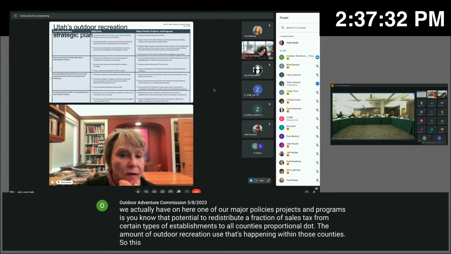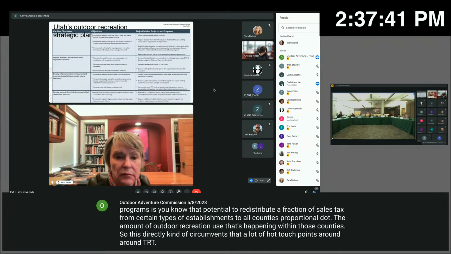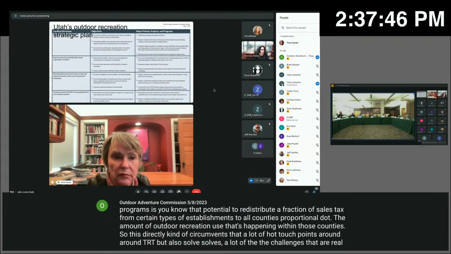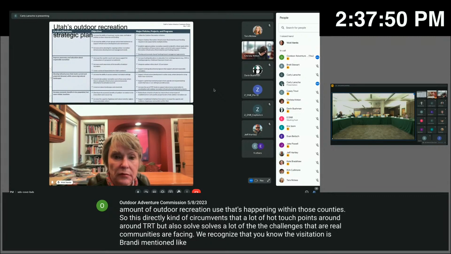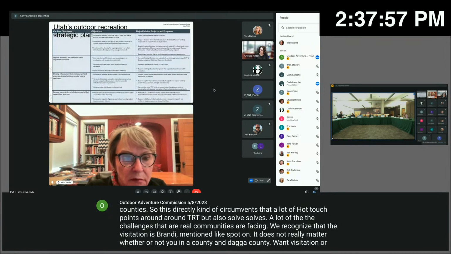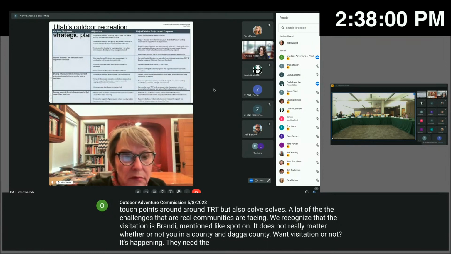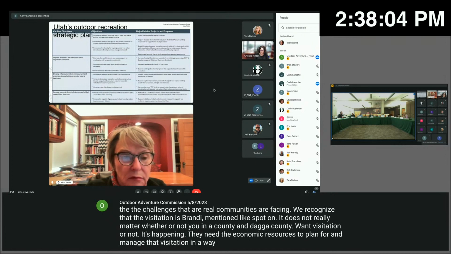So this directly circumvents a lot of hot touch points around TRT, but also solves a lot of the challenges that our rural communities are facing. We recognize that the visitation, as Brandy mentioned, is spot on. It does not really matter whether or not Uintah County and Daggett County want visitation or not. It's happening. They need the economic resources to plan for and manage that visitation in a way that they want to manage and plan for that visitation.